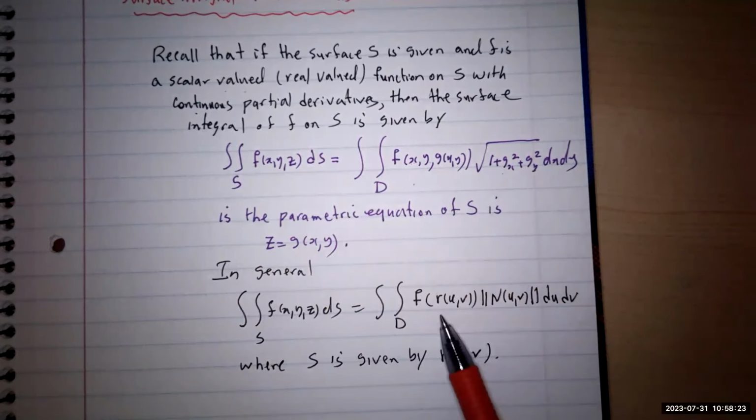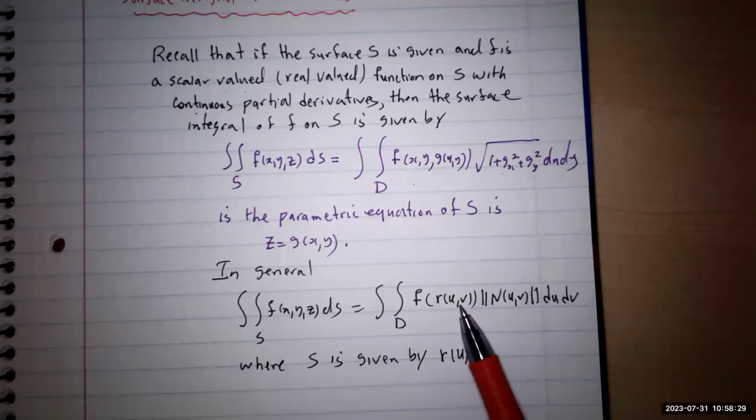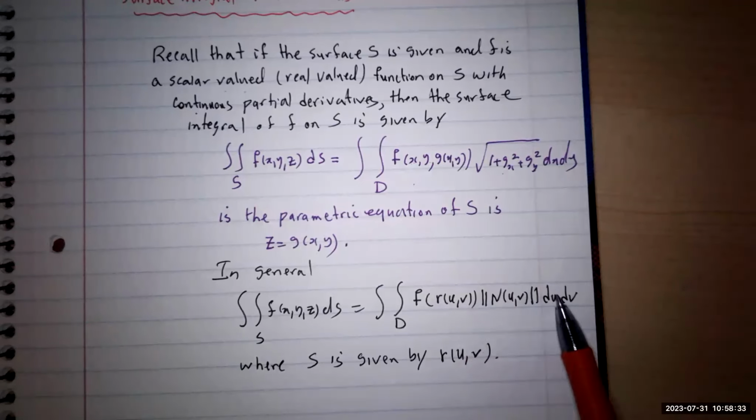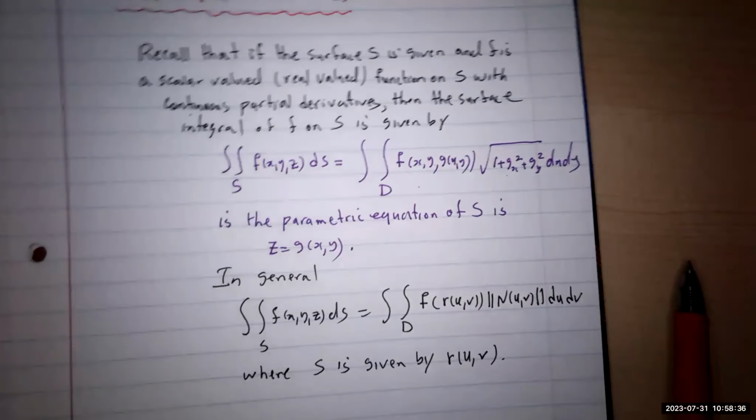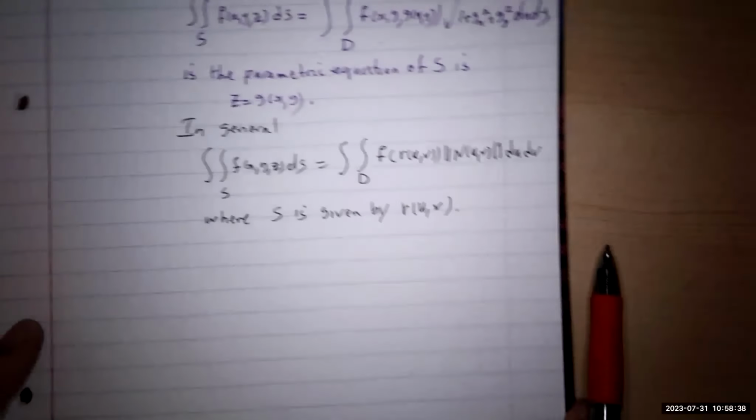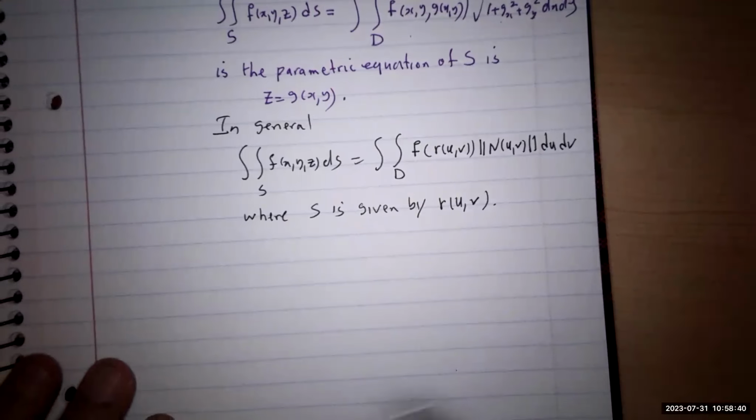Then remember the way we did it before. So we are going to replace this one by f of r(u,v) dot the normal vector, du dv. And so the change, I just wanted to compare them together.